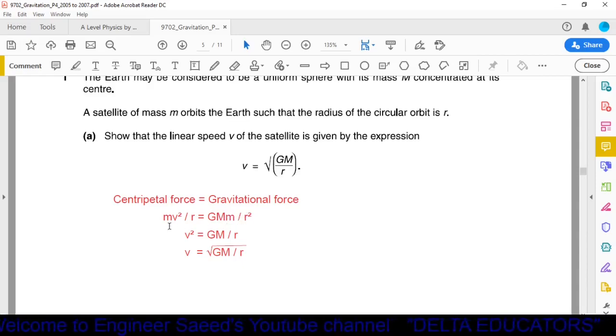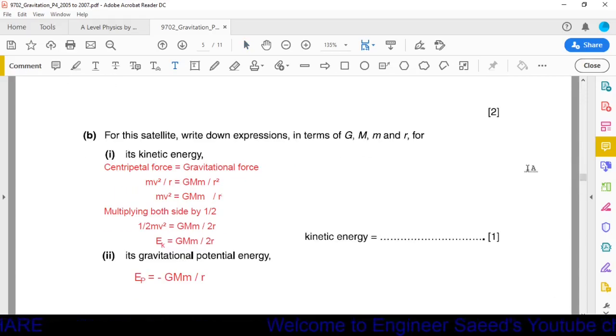Now this small m is the mass of the satellite. It will be cancelled out, and by rearranging we will get v² = GM/r, and by taking the square root on both sides we will get v = √(GM/r). Part B, for this satellite, write down expressions in terms of G, M, m and r for its kinetic energy and for its gravitational potential energy.